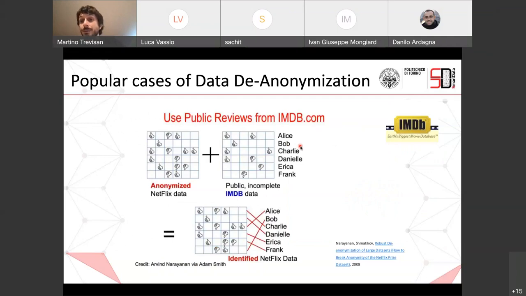IMDb is a website where people rate and write reviews of movies. The rationale was that if Alice made these two reviews on IMDb, probably she made the same reviews on Netflix. I have the names of people in IMDb, because these are public, and you get them using a web crawler, for example. You have the anonymized Netflix data, but you can try to match the lines and understand that this line is probably Alice, and de-anonymize her row by looking at the IMDb data probabilistically. They showed that this works very well.